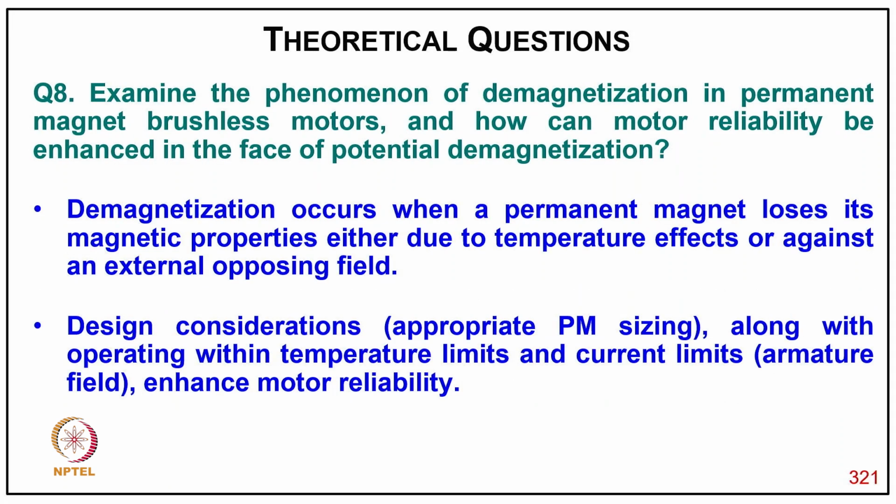Question 8: examine the phenomenon of demagnetization in permanent magnet brushless DC motors and how the motor reliability can be enhanced in the face of potential demagnetization. Demagnetization occurs when the permanent magnet loses its magnetic property, either due to temperature effects or an external opposing field. Design considerations include appropriate PM sizing along with operating temperature limits, current limits, and armature field, as well as motor reliability.